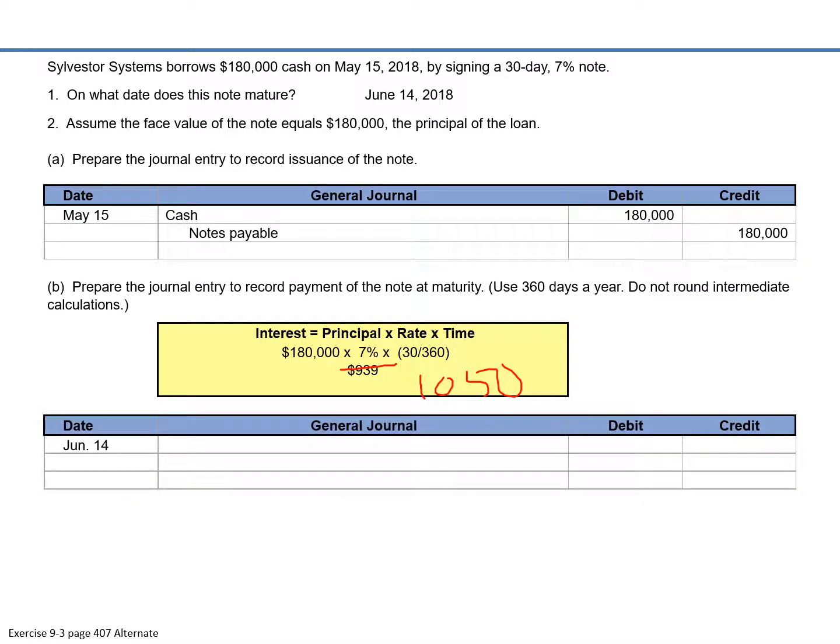So then our journal entry to record that at maturity, we're going to reduce our note payable. We do that with a debit. We're going to record our interest expense, $180,000 times 7% times 30 divided by 360. It's a debit of $1,050, and we're going to credit cash for the total. All right.